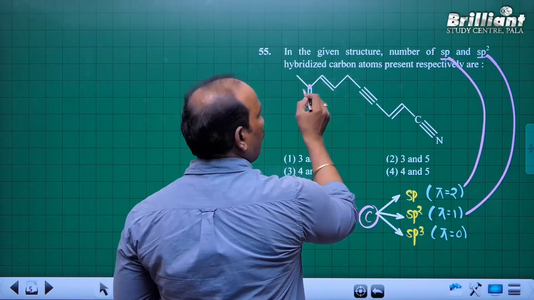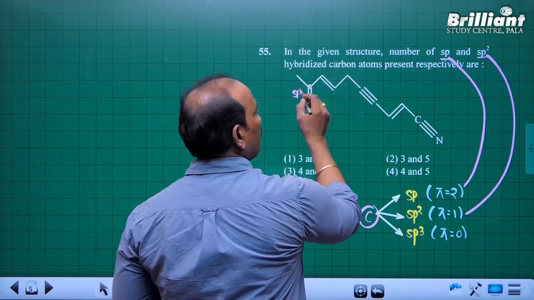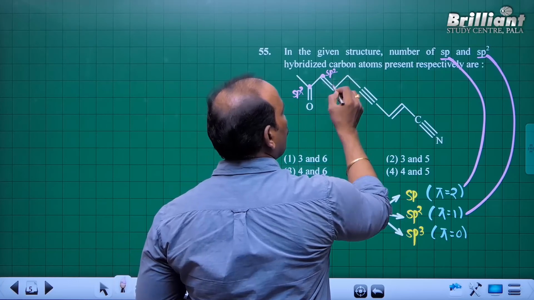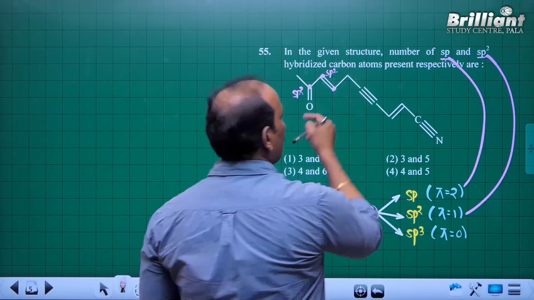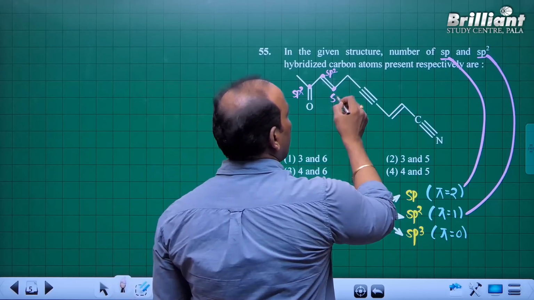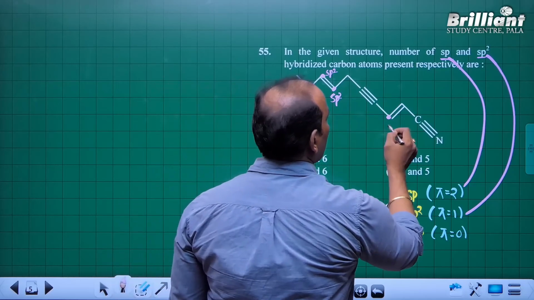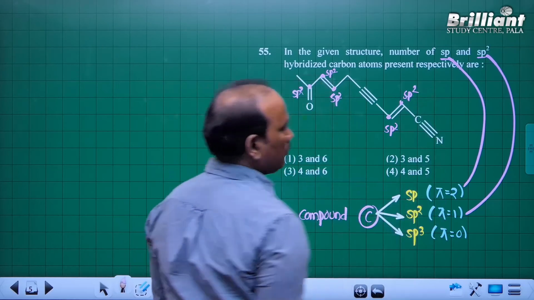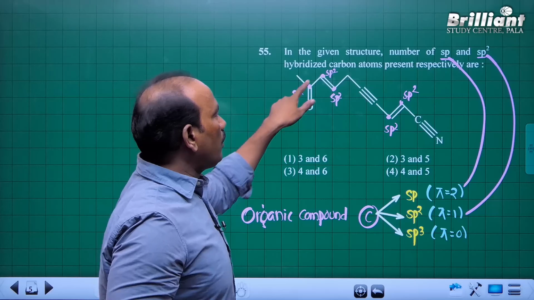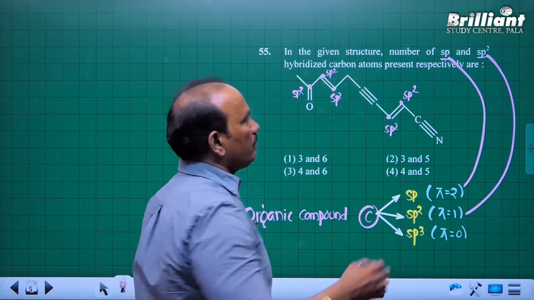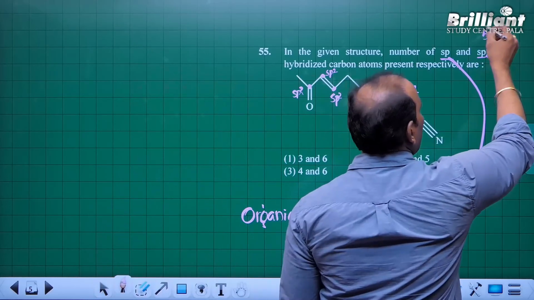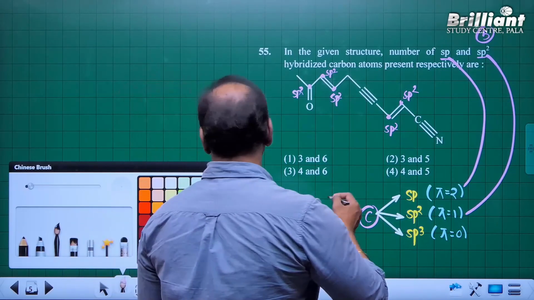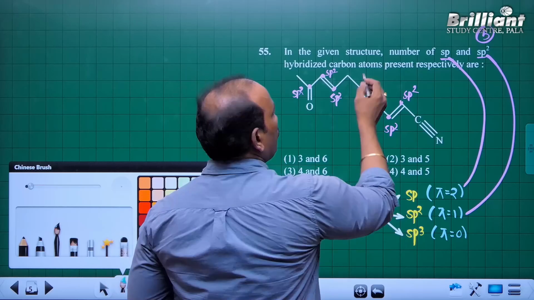Is the double bond there? This is sp2. Here double bond, sp2. Only carbon atoms are asked, not oxygen. So this is sp2. This is sp2. This is sp2. Okay? How many are there? 1, 2, 3, 4, 5. So sp2 is 5. Clear? Now you go to the next one, you go to this one.